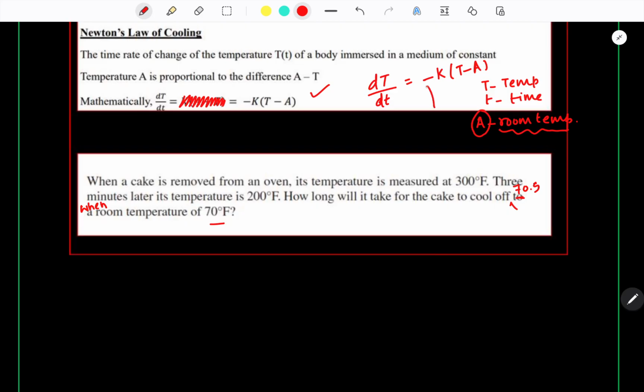Then what about this minus, teacher? What is the use of that? The temperature keeps decreasing. So that is why this minus is there. Okay, keep it in your mind.